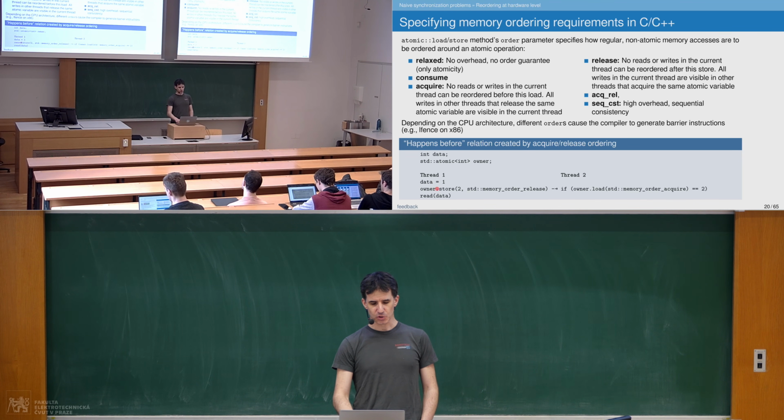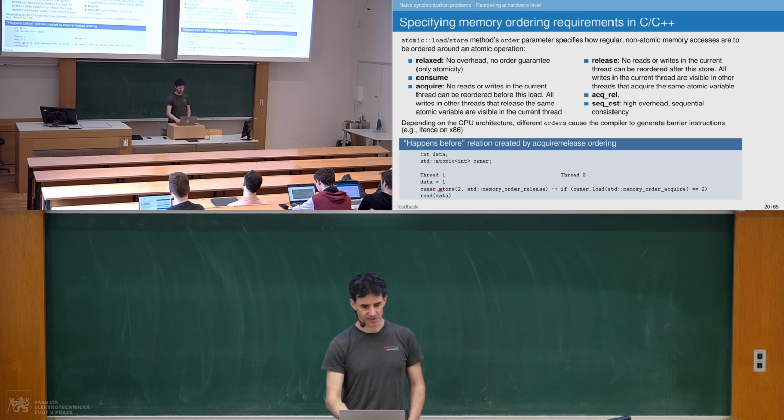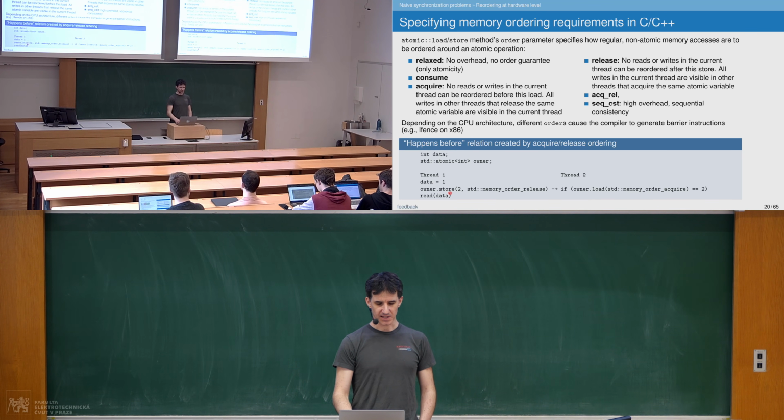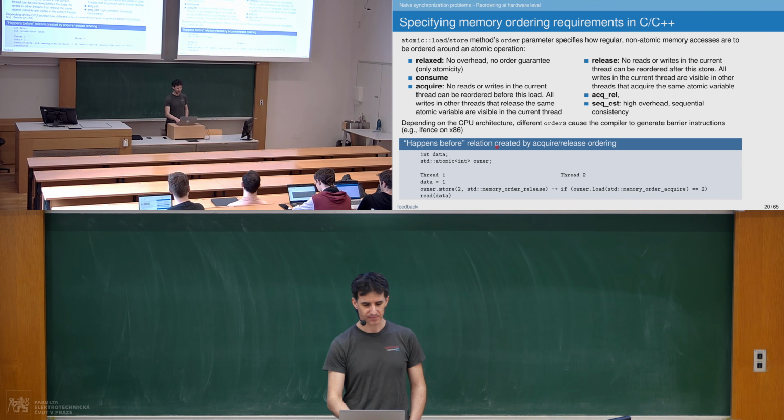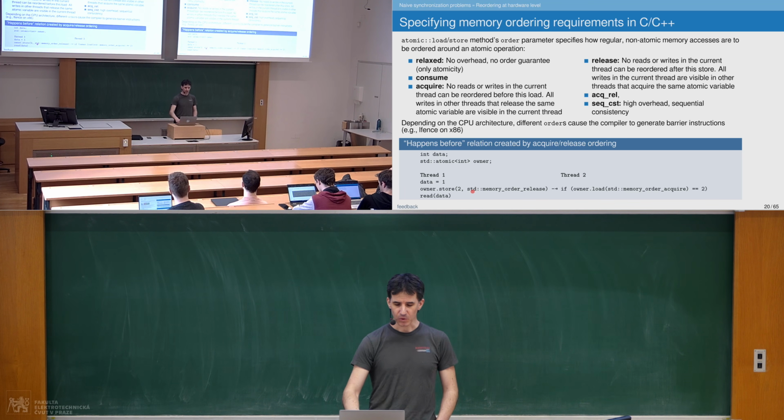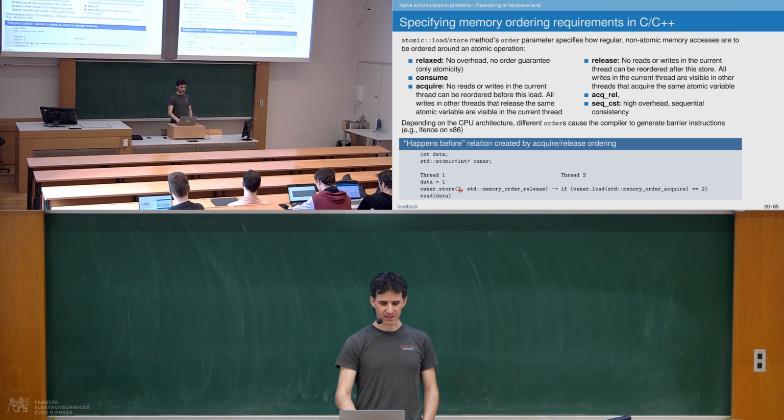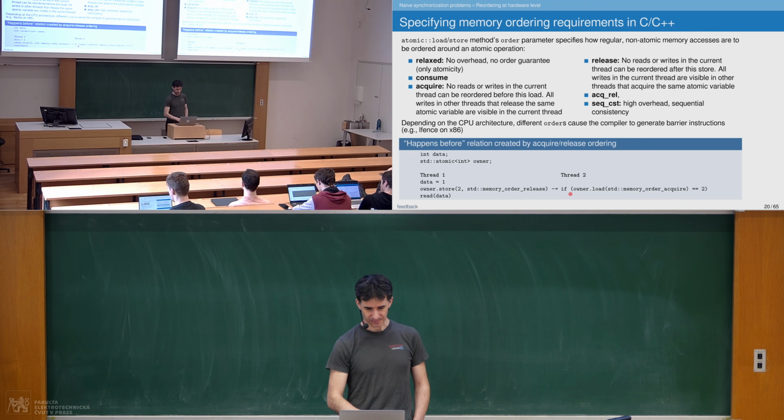Then we use the store method on this atomic variable, setting owner to number 2 and specifying memory order release. And if you read the documentation, what does release mean? It just means that whatever reads or writes were before this store operation, those reads or writes will be visible on another thread.